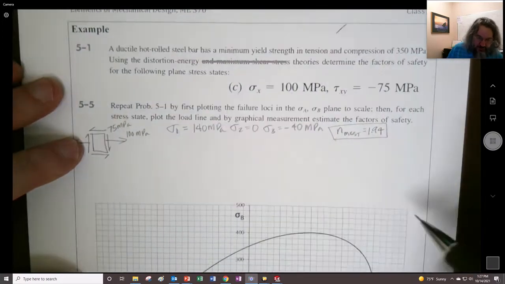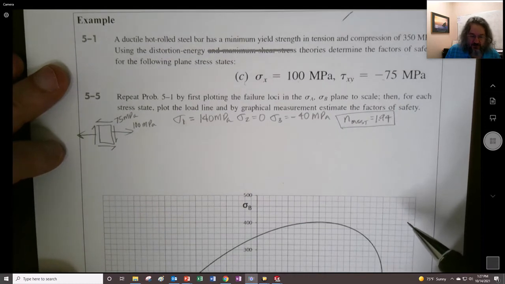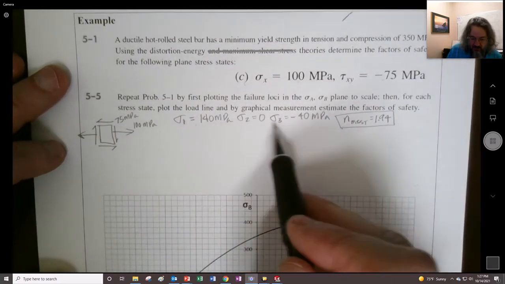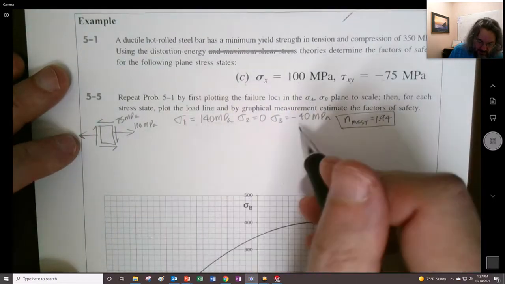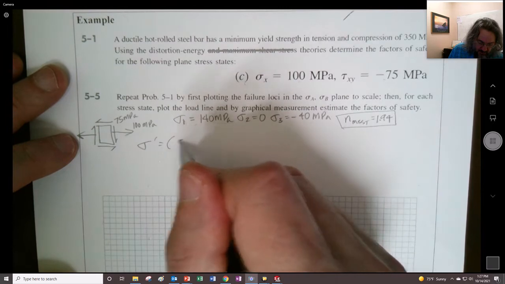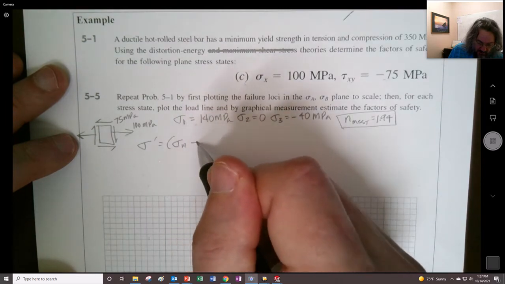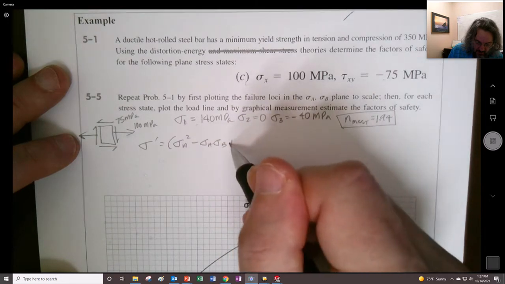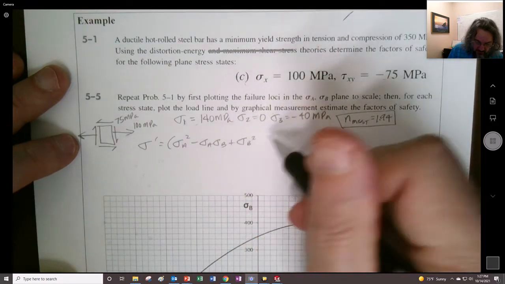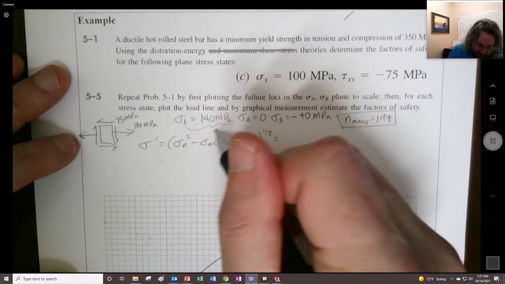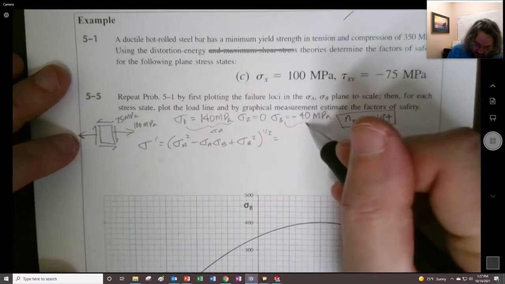But now let's find the von Mises stress. And we can use either of two equations because we already have the principal stresses. So we can use this equation right here where we have sigma A squared minus sigma A times sigma B plus sigma B squared. Take the square root of the whole thing, where this is sigma A and this is sigma B.